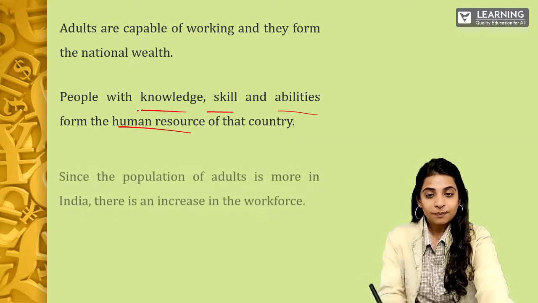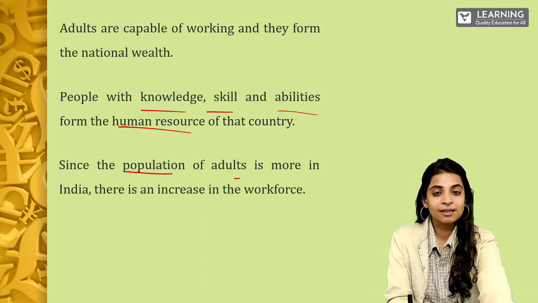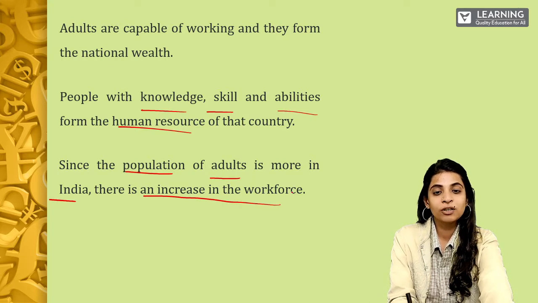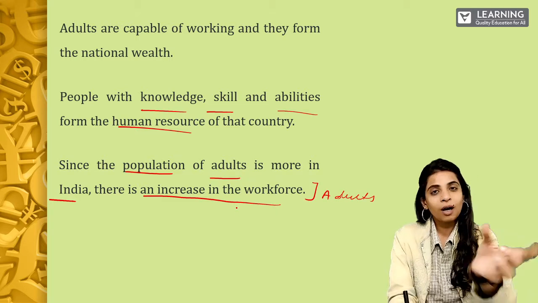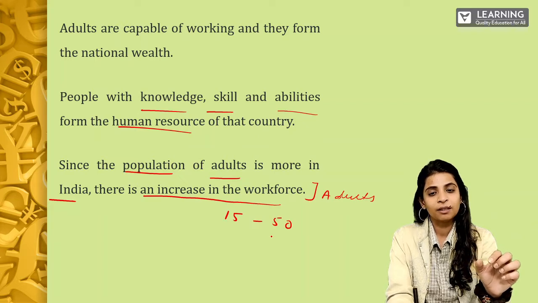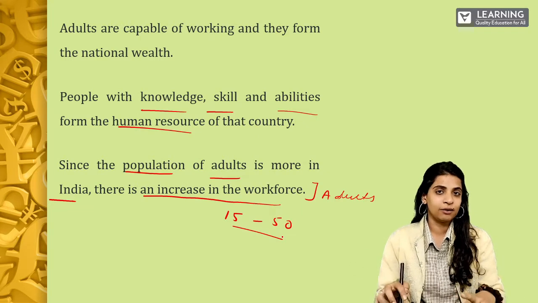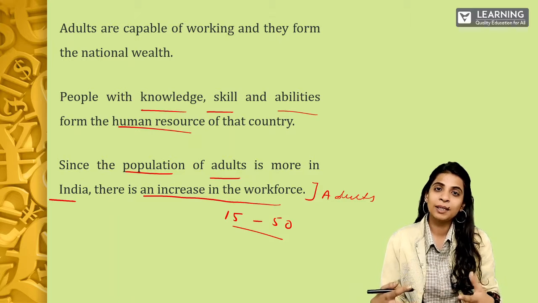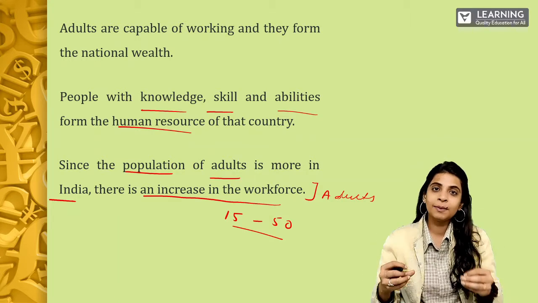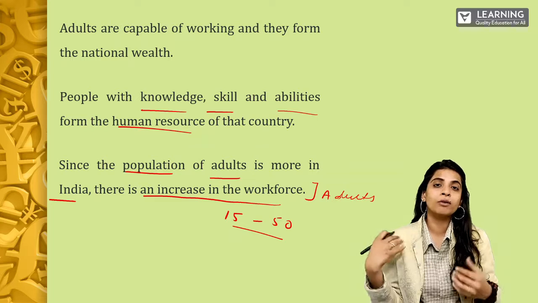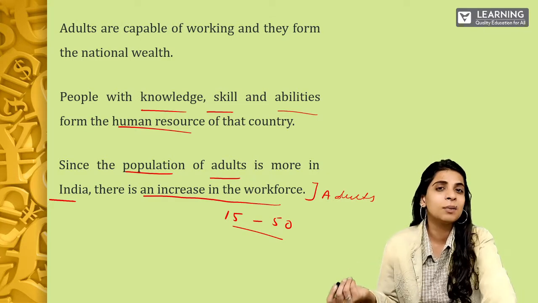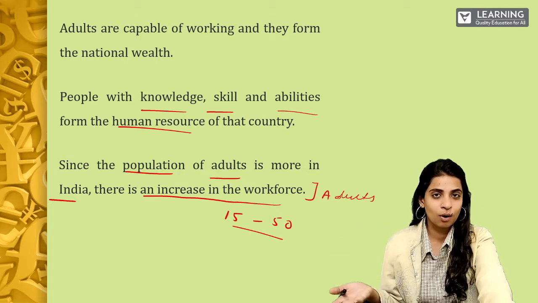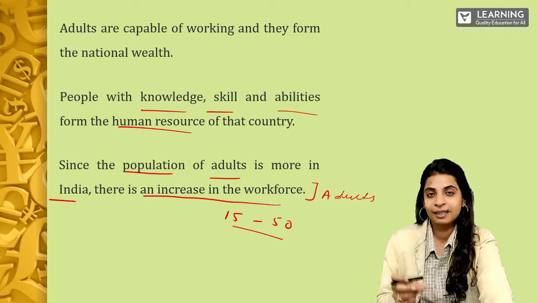Now, since the population of adults is more in India, there is an increase in the workforce. The working population mostly consists of adults only, right? The population which ranges from 15 till 50, or say 55. Till that period, we will be adults and capable enough to be called a workforce, right? We will contribute to our national income. We will be employed until then, and once we become old age people, we cannot work. There is a limit until when you can work.